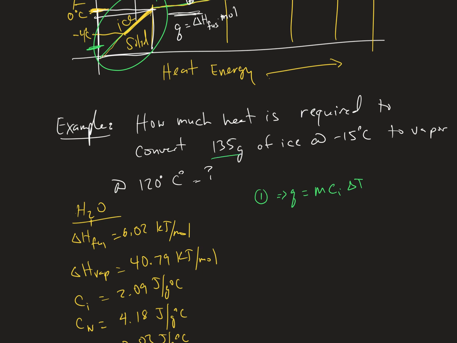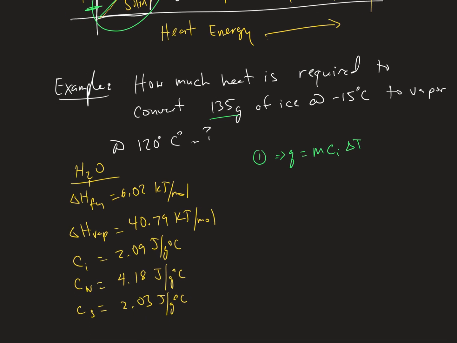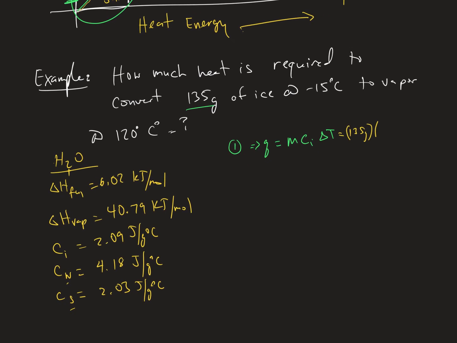Well, we have 135 grams. Any questions so far? Your C values, C of ice, C of water, is that right? C of ice, C of water, C of steam. Yep. Or a solid liquid gas. So this Q is going to be 135 grams multiplied by the specific heat capacity of ice, 2.09 joules per gram degrees Celsius.